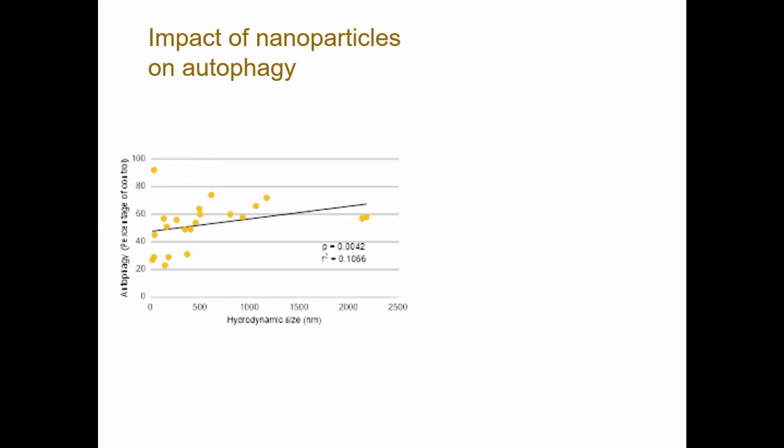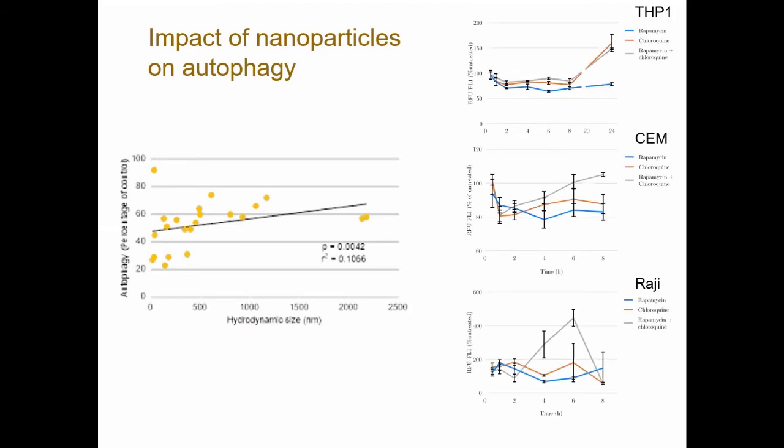But one of the things that we found when we were optimizing this assay and running the particles and controls through it was that there are very, very important time-dependent effects. And those time-dependent effects were also specific to particular cell types. So in these graphs, we measured fluorescence, which was associated with autophagosome levels within the cells. We did it in, again, the three different cell lines that are present on the slide.